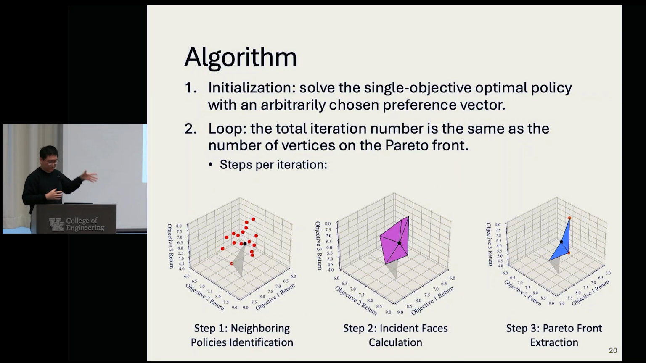In fact, the actual algorithm has some additional steps and has a more precise description, but I don't have enough time to go over every line of the pseudocode. But here, these are some rough steps of this algorithm. So first, identify the neighboring points, then construct the phases, and then extract the Pareto front phases out of those phases.